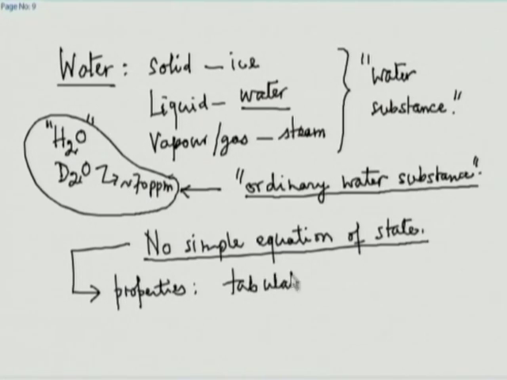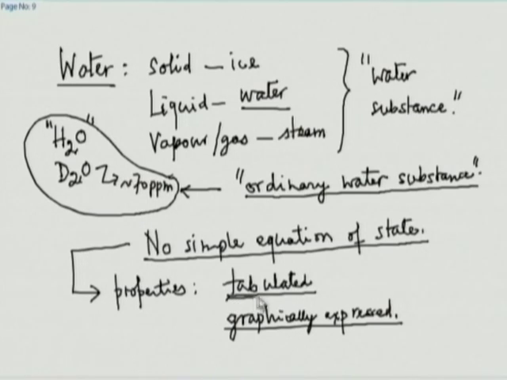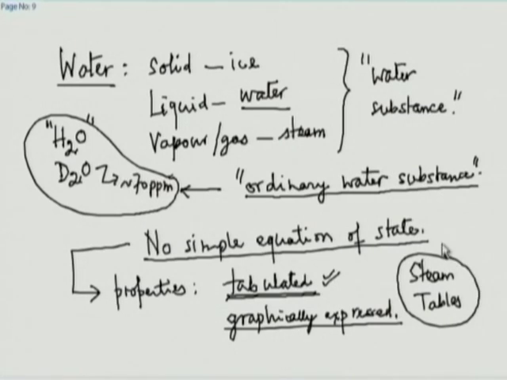And because there is no simple equation of state, the properties are tabulated or they are graphically expressed. The advantage of a graphical expression is that you can see a large amount of information in a small space, but the resolution is poor, not good for calculations, and hence for understanding we may look at it graphically, but for calculation we will be using the tabulated data. And that brings us to our steam properties as tabulated in the steam tables. Now I will assume that all of you will have a copy of the steam tables available with us, and we will soon start exploring that. But before we come to steam table, let us appreciate the state space of water.